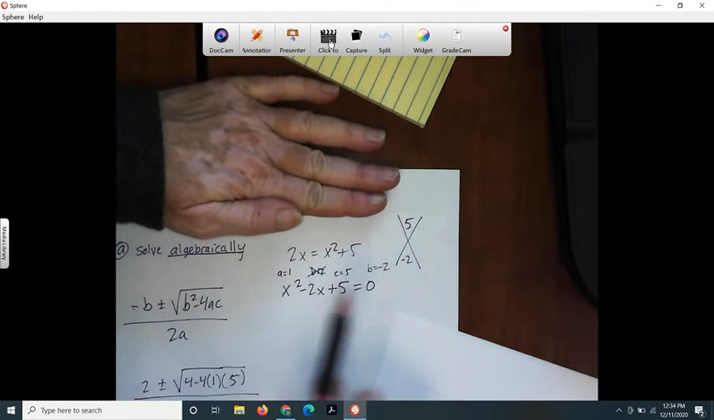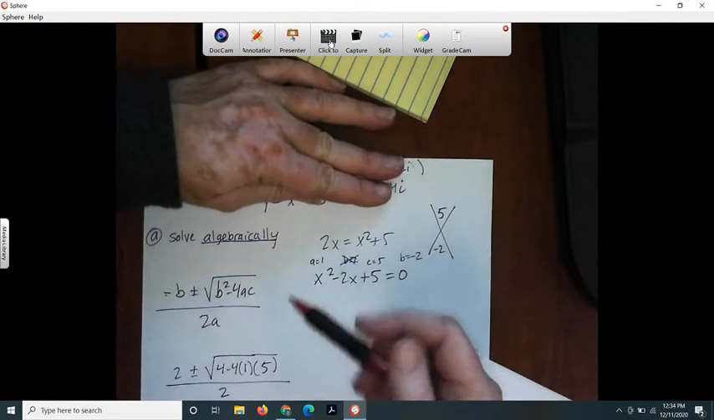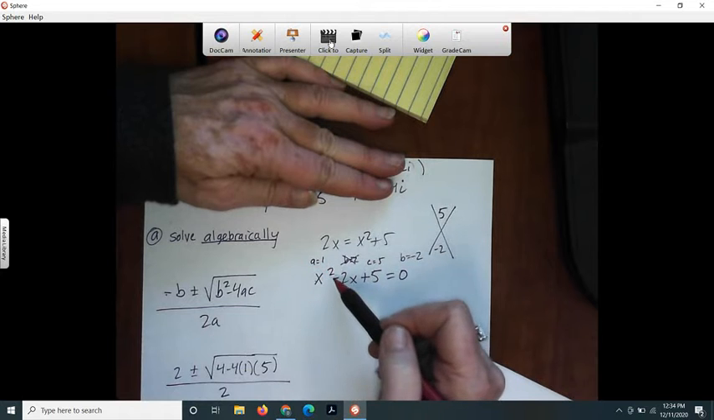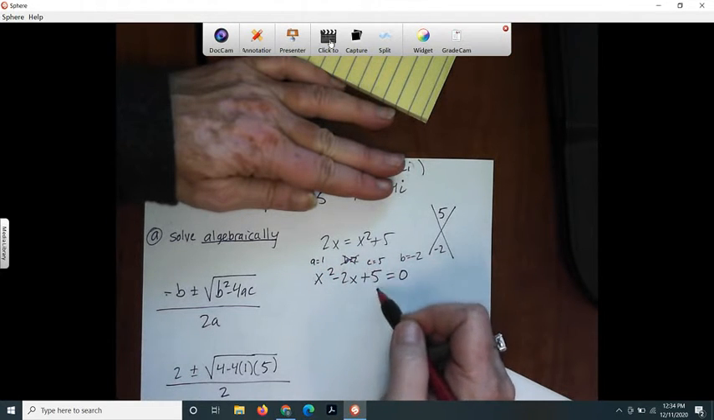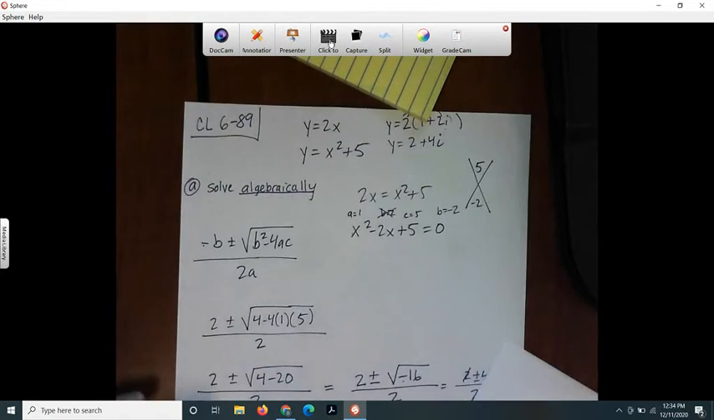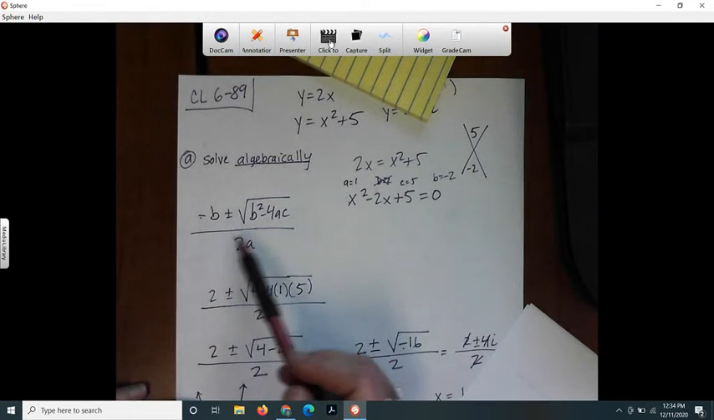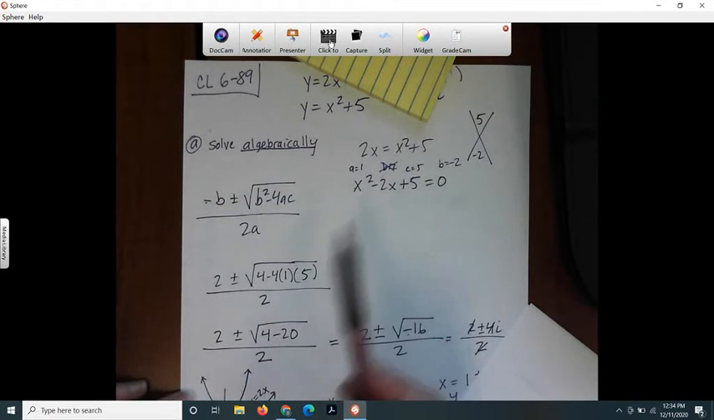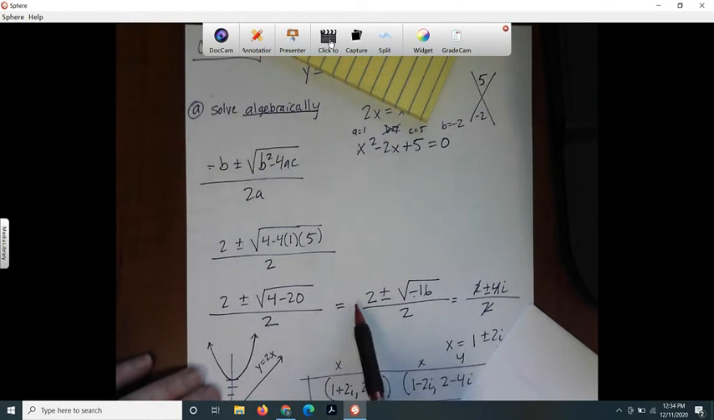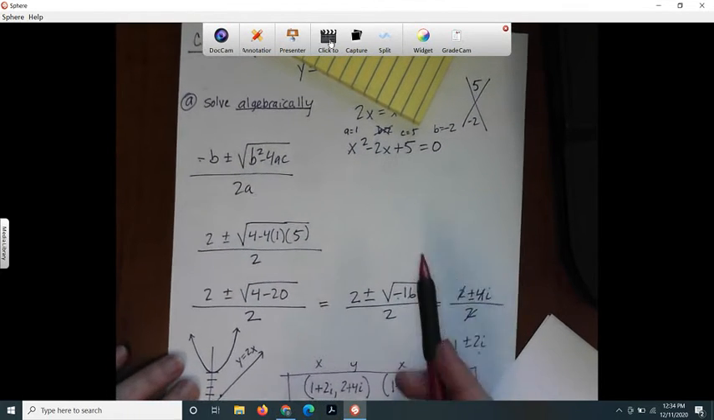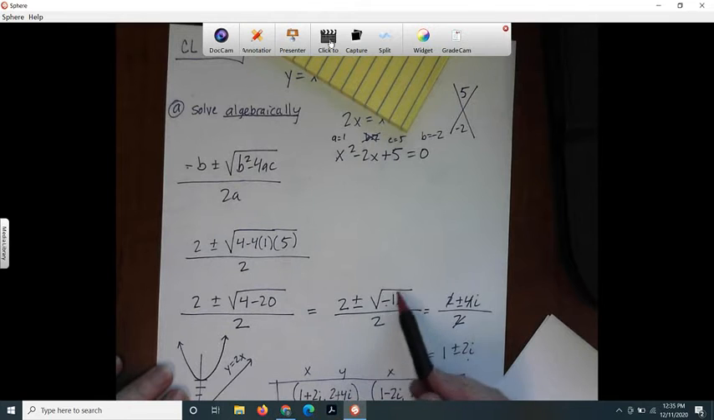So I went ahead and did the quadratic formula, where A is 1, B is -2, and C is 5. You couldn't read it very well. So I plugged all those, my A, B, and C, into the quadratic formula. And then I got down here, and I ended up with a negative underneath my square root.